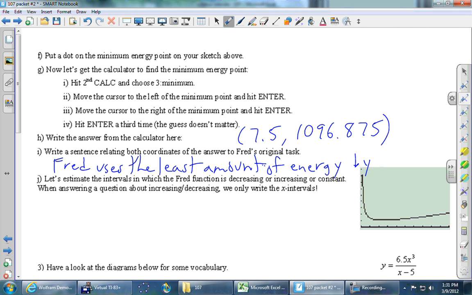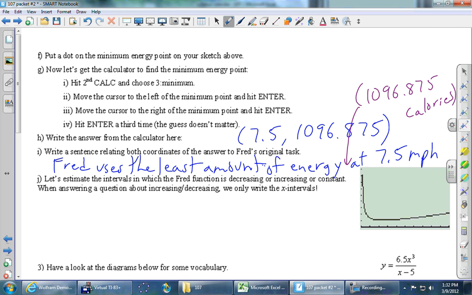What was the end of the sentence? Fred loses the least amount of energy at 7.5 miles per hour. We'll make sure we get the units in there. Can we tweak the sentence a little bit to include the 1096? Yeah, so the least amount of energy, and maybe we'll squeeze it in right there. 1096.875 calories.